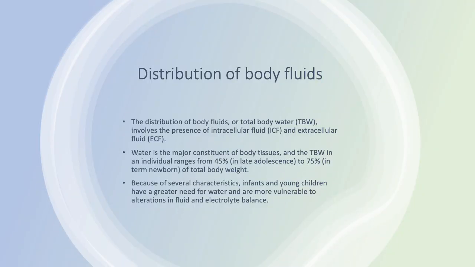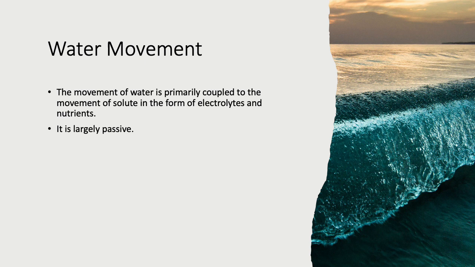You won't need to know the exact distribution of body fluids. However, it is important to know that the younger the child is, the more total body water they have. This is why they're more prone to dehydration with certain illnesses. It is important to remember that water movement is passive. Water typically follows gradients or other electrolytes, such as sodium and chloride. So keep this in mind as we go through and talk about the next few slides.